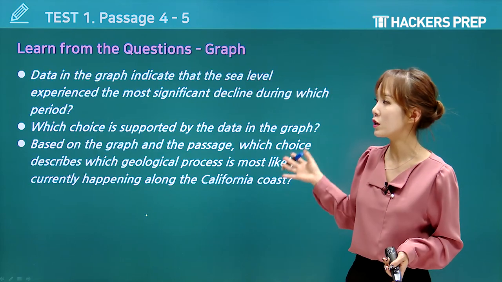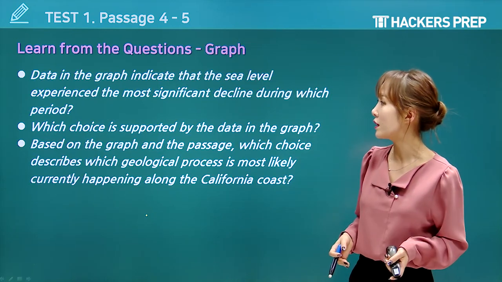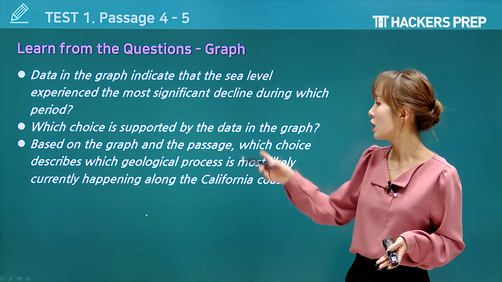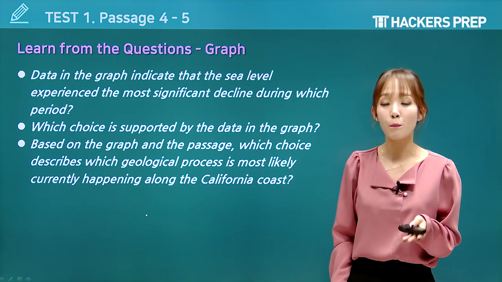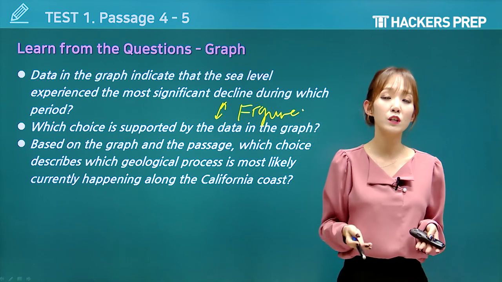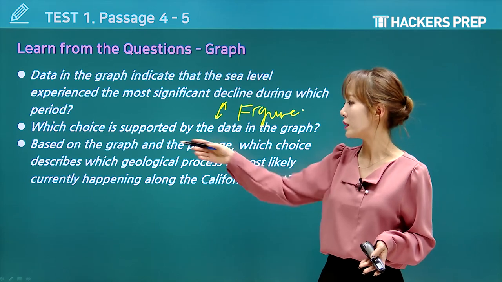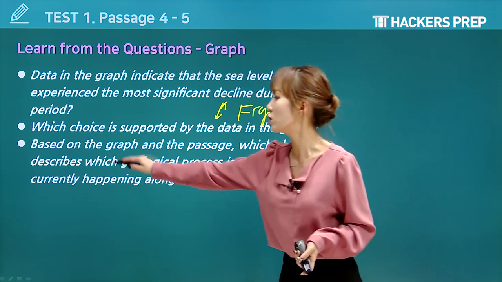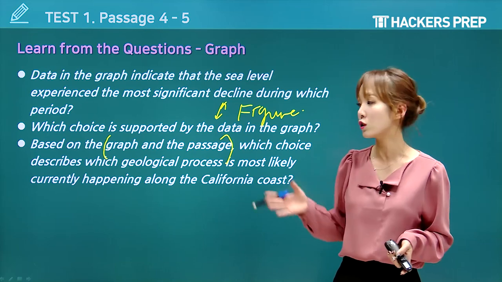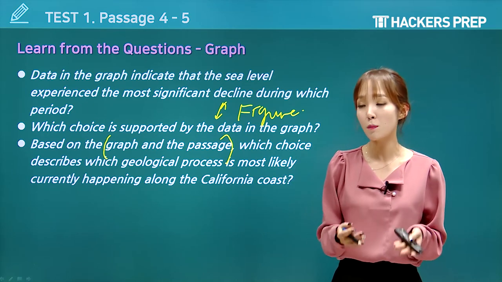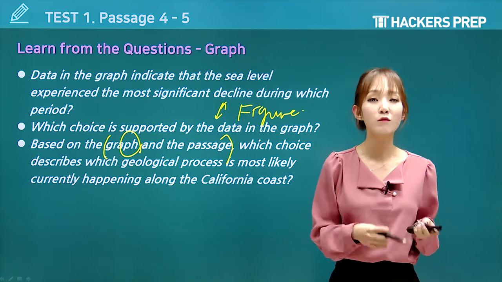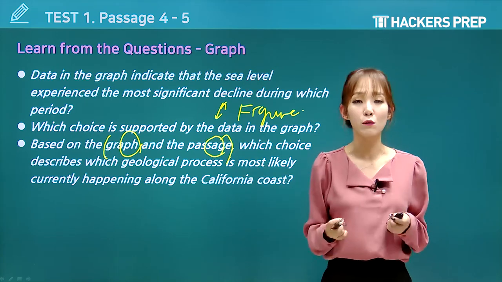Now the next 3 questions are actually data questions. Now, data in the graph indicates that the sea level experienced the most significant decline during which period? The second graph question, which choice is supported by the data in the graph? Both of these are what? Only about the figure. So no need to read the passage here. Now the last one is based on the graph and the passage. Again, what are we going to do? Just like we did in our paired passage and the both question, what we're going to do here is we are also going to treat this question separately. Deal with the part that has to do with the graph first, identify it, eliminate any answer choices that you can, and then after reading the passage, come back to the answer choices and narrow them down.